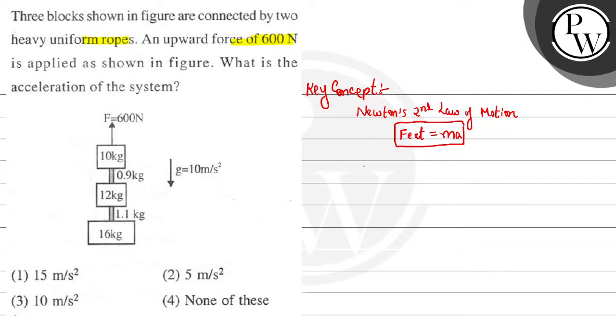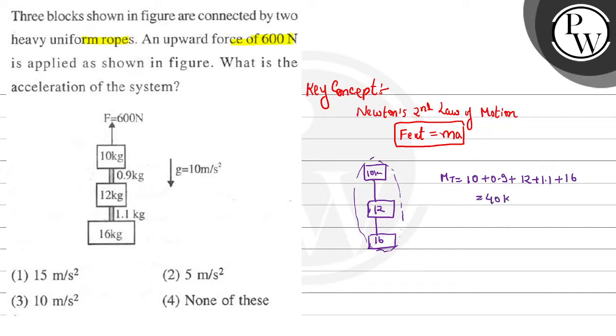यहाँ पे क्या हो रहा है, हमारे पास में एक 10 kg का ब्लॉक था एंड यहाँ पे हमारे पास में 0.9 kg का स्ट्रिंग था, फिर 12 केजी का ब्लॉक था एंड फिर से 1.1 एंड 16 केजी का ब्लॉक था. अगर मैं इसका टोटल मास की बात करता हूं तो टोटल मास is 10 plus 0.9 plus 12 plus 1.1 plus 16. So 0.9 plus 1.1 हो जाएगा 2, and 16 plus 12 is 28, plus 2 is 30, and 10 more is 40. Total mass is coming out to be 40 kg.